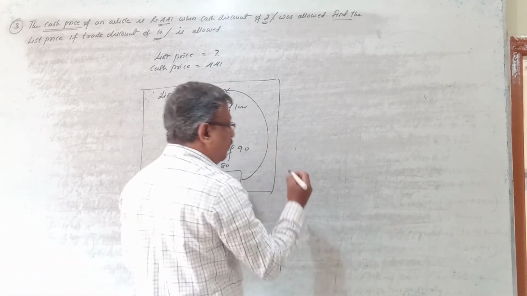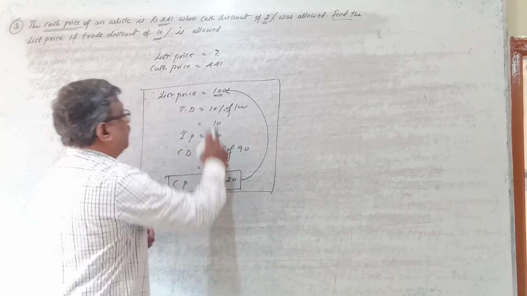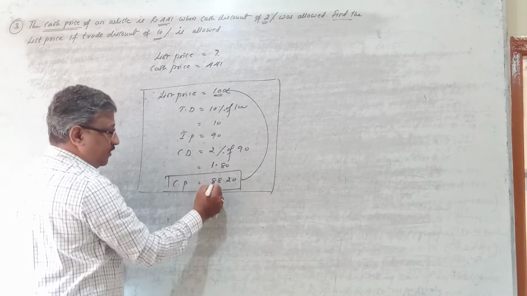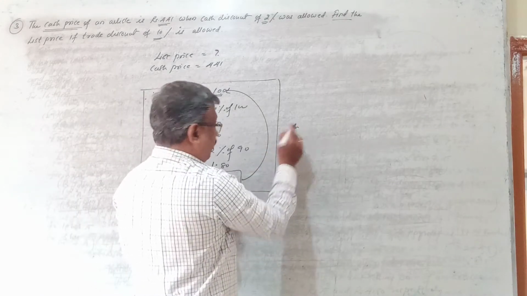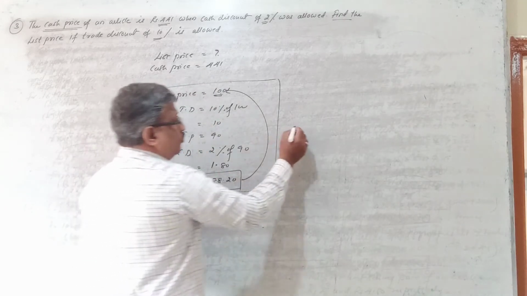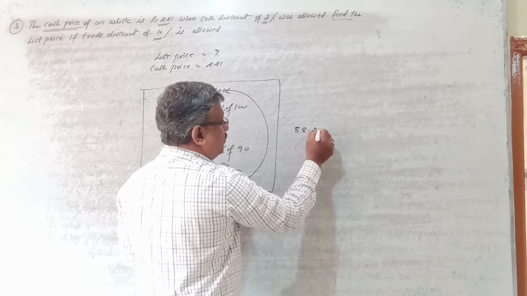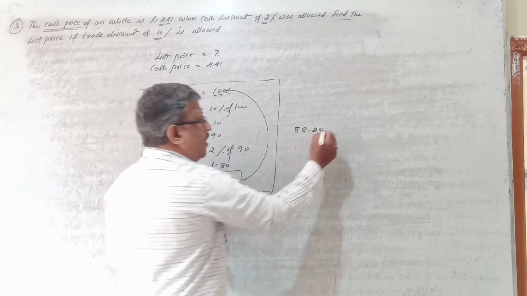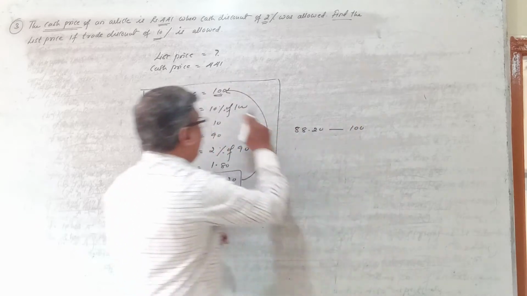So how can I put the equation? Here which price is known? Here the invoice price is known. So as the invoice price is known, you have to start with the invoice price. So when my cash price is 88 rupees 20 paisa, at that time what should be my list price?